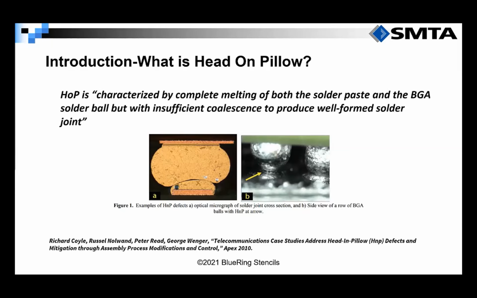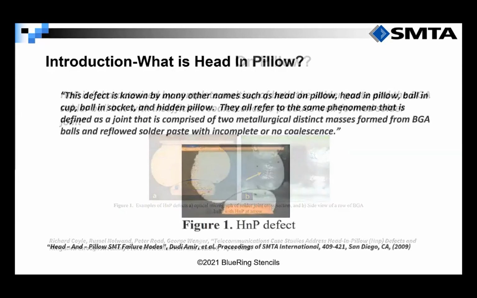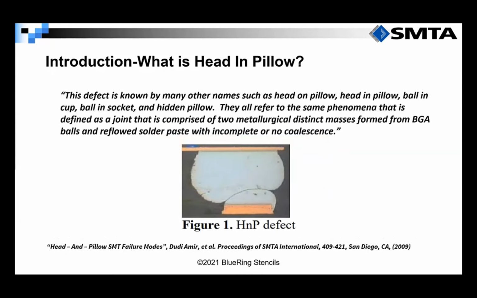I do want to share one definition with you that I really like. Head-on pillow is characterized by complete melting of both the solder paste and the BGA solder ball, but without sufficient coalescence to produce a well-formed solder joint. These images show an example of the head-on pillow challenge. This defect is referred to by several different names: head-on pillow, head-in pillow, ball and cup, ball and socket, and hidden pillow. I typically call it head-in pillow.